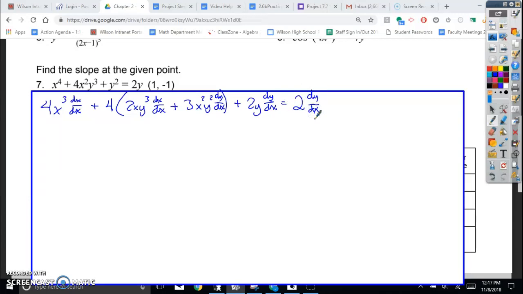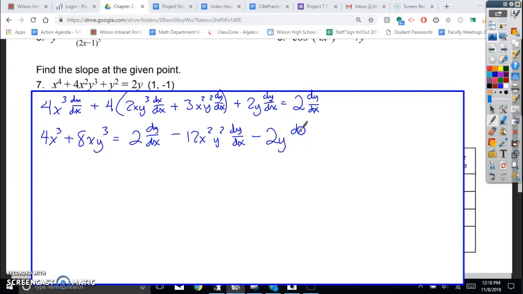So now we're going to get all dy/dx's on one side. I think I'm going to get everything on the right. Okay? So this 4x cubed is going to stay. That dx/dx goes bye-bye. This is going to stay, and that's 8xy cubed. Right? And everything else must go. So 4 times 3, that's 12. So I'm going to subtract that over, and I'm going to subtract this over. So basically I have 2 dy/dx minus, remember 4 times 3 here, 12x squared y squared dy/dx. And then I subtracted this over as well, so it's minus 2 dy/dx.